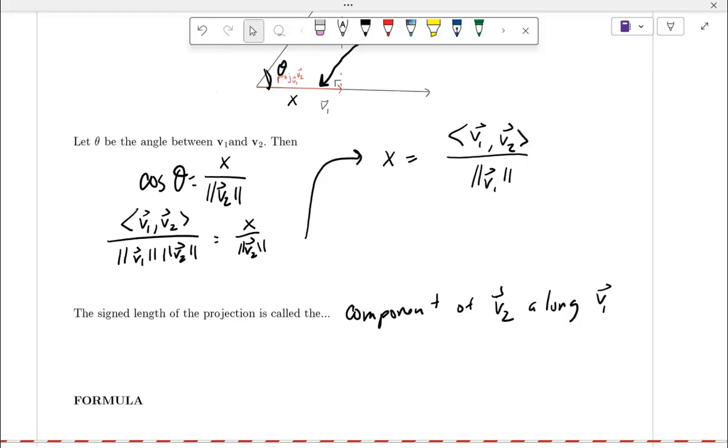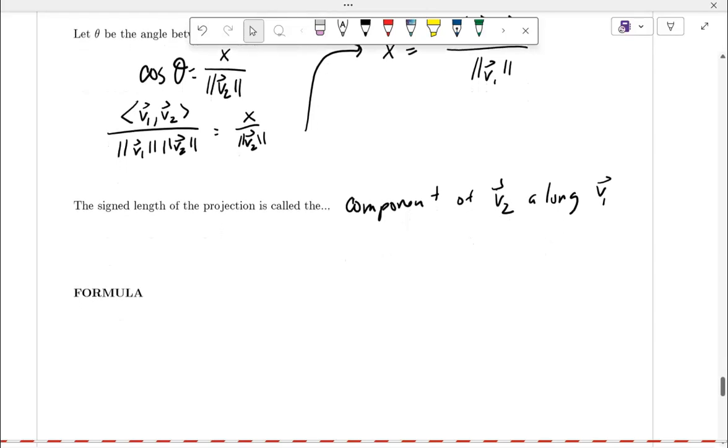Well, V1 gives me the direction, but I can't just take that number and multiply it by V1 necessarily, because that might make the vector too big or too small, depending on how long V1 is. So what should I do to V1, do you think, to standardize the length? Make the unit vector. How do you make a unit vector in the same direction? Yeah, divide by the magnitude, right?